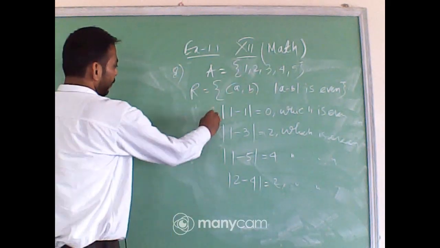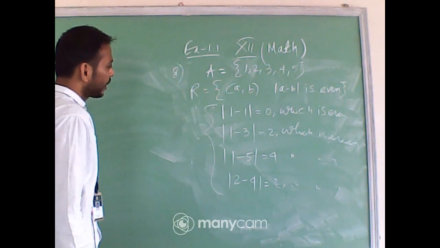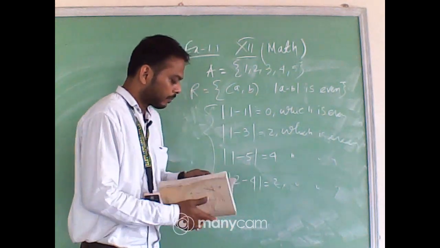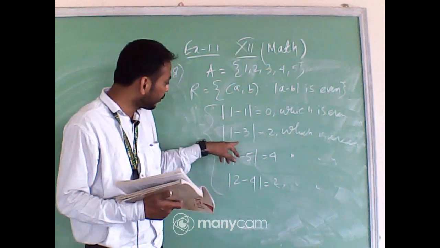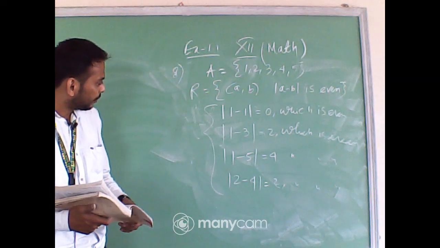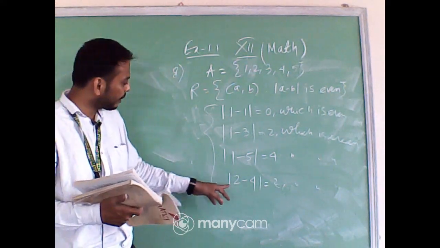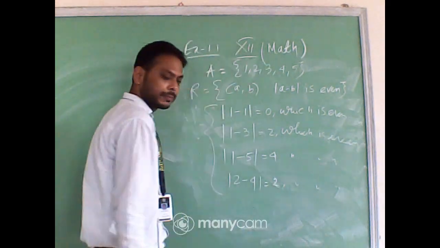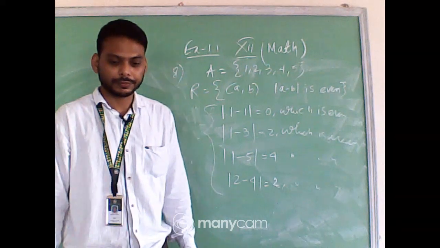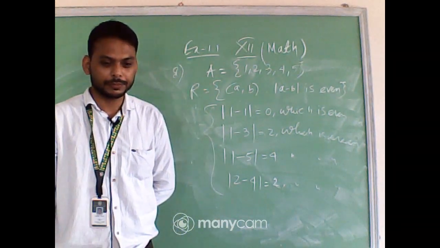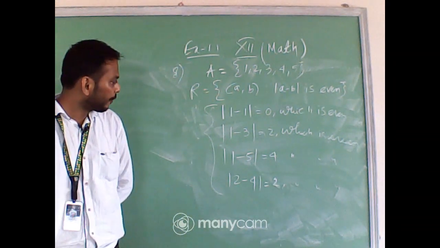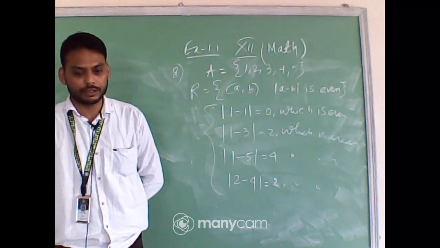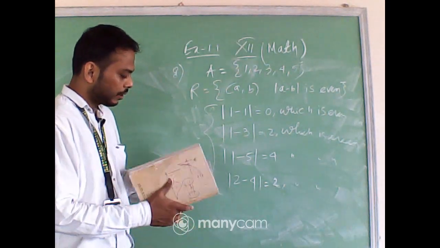So from this portion we can clearly say that the elements 1, 3, 5 are related to each other, and the elements 2, 4 are related to each other, isn't it? But if you do |1 - 2| or |1 - 4|, that will not give you an even number. Okay, so just write it.